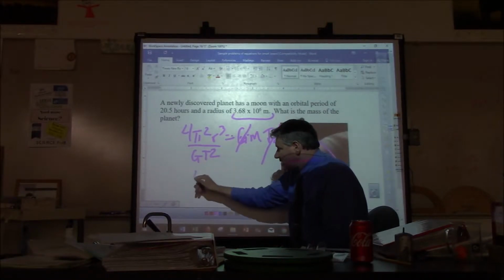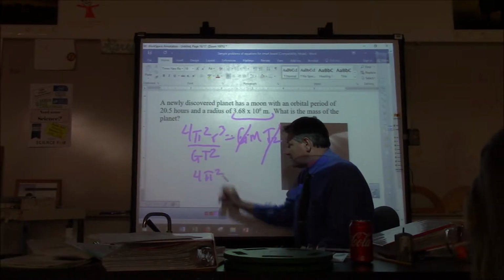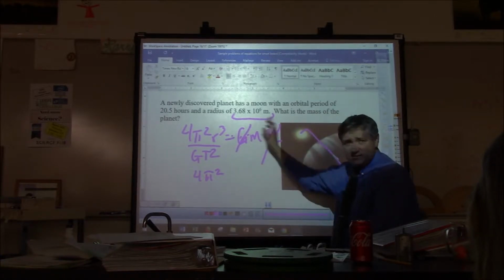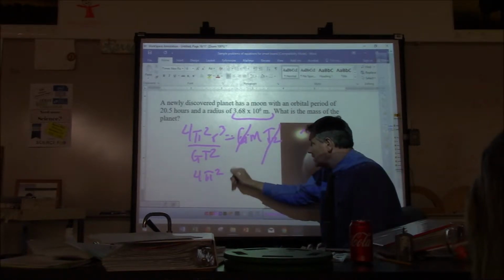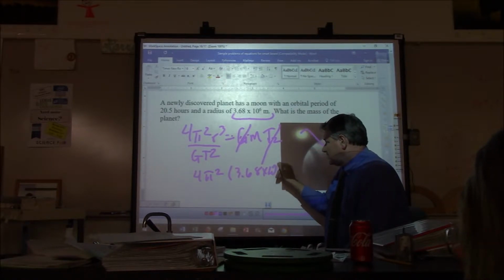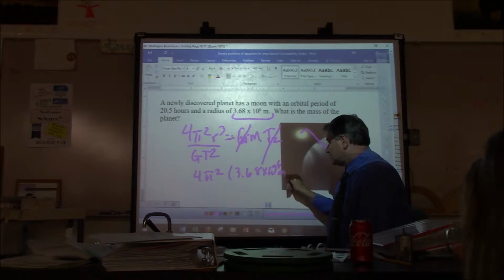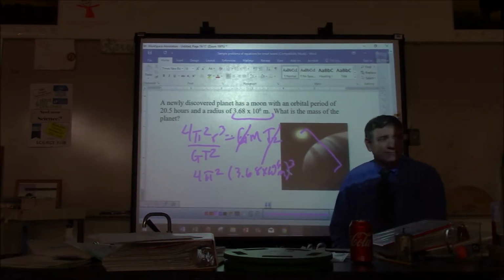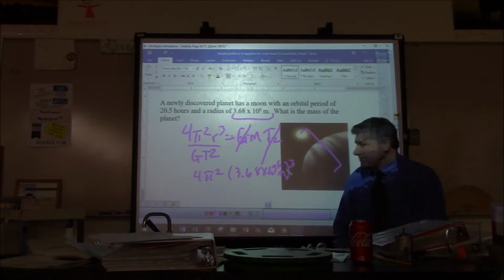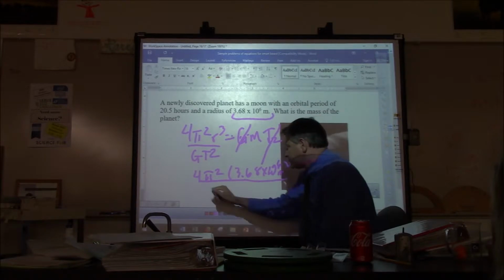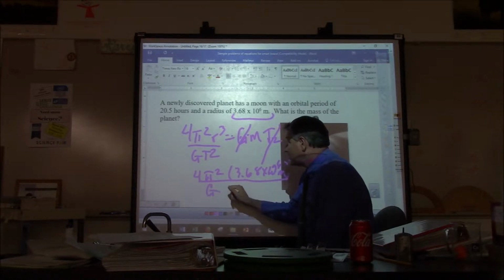So, I got 4 pi squared. Do I have to do anything with the radius? No, it's already in meters and it's already the center to center distance. That's easy, okay? So you got 3.68 times 10 to the 6th meters. But what are you going to forget to do? You're going to forget to cube it, okay? Trust me, you're going to forget to cube it. Then I got G, right? And then I've got 20.5 hours.